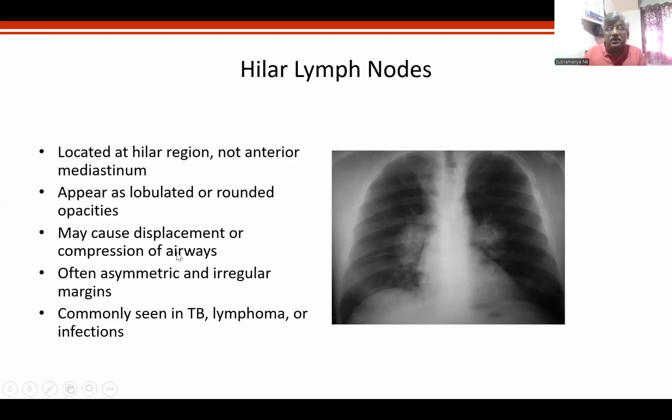They may cause displacement or compression of the airways based on the location. They may or may not press. It's not the rule that lymph nodes should press. You understand? They are often asymmetric and irregular in margin. Margin is not perfect round. Perfect round means it can be a button artifact. Suppose you kept a coin on the hilar area, you don't say it is a lymph node. You understand? That type of nice margins lymph node don't give. A little bit of asymmetric and irregular margins you get, commonly seen in TB, lymphoma, or infection.